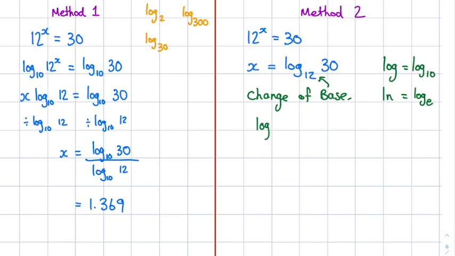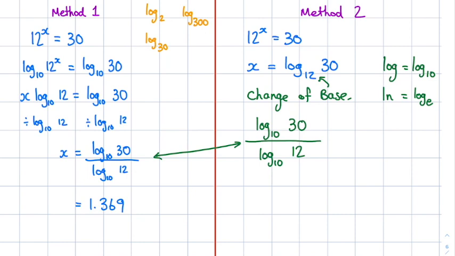So I'm going to pick log base 10, and I'm going to write 30, and that is then over log base 10 of whatever base I had, which becomes 12. Now, hopefully, you can see right now that these two statements are exactly the same. What we've done in method 1, the steps that we did in method 1, is the logic and reasoning behind where the change of base notion comes from.